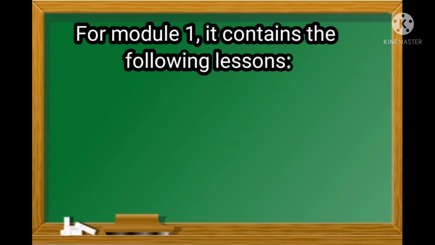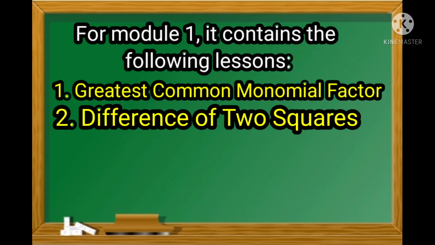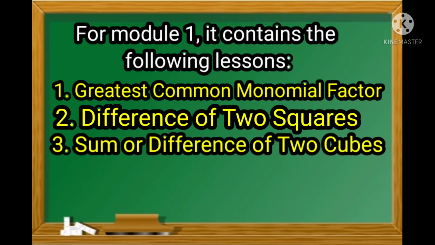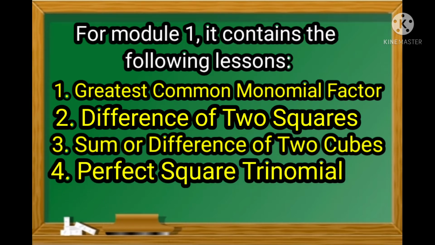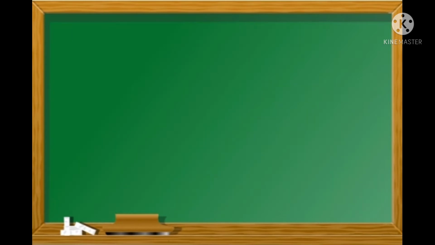For Module 1, it contains the following lessons. First, factoring the greatest common monomial factor. Second, factoring the difference of two squares. Third, factoring the sum or difference of two cubes. Fourth, factoring the perfect square trinomial. And lastly, factoring the general quadratic trinomial.